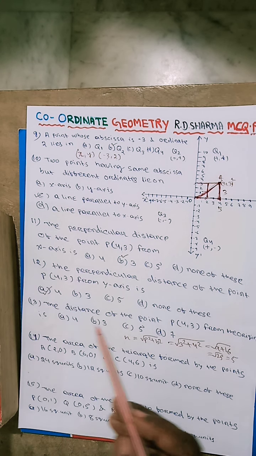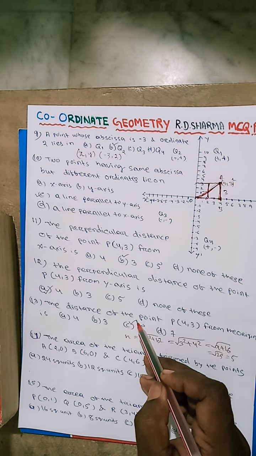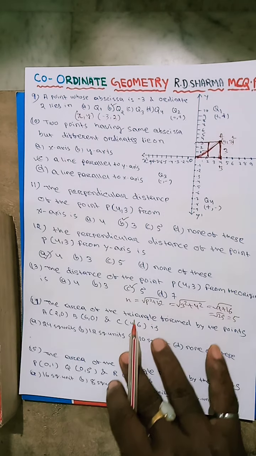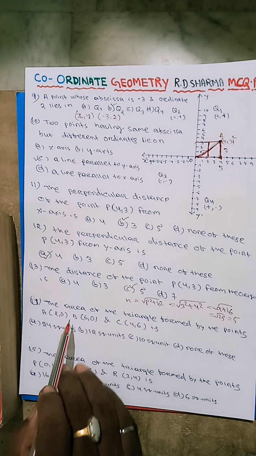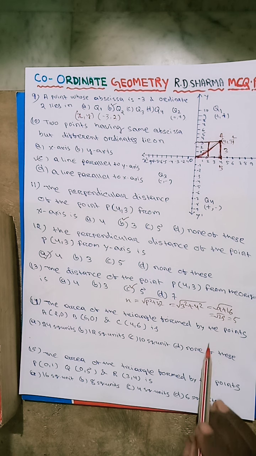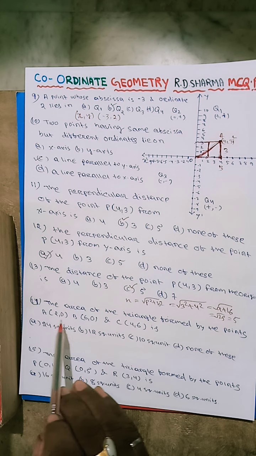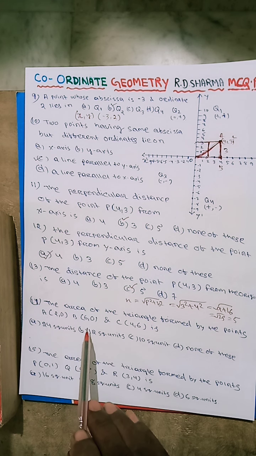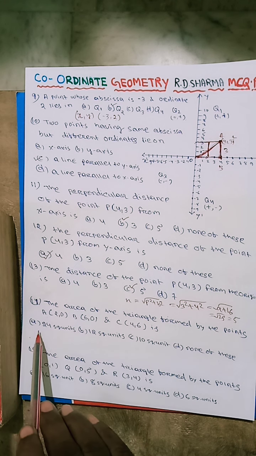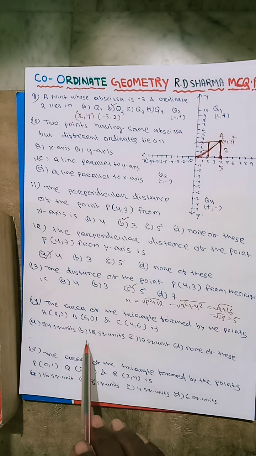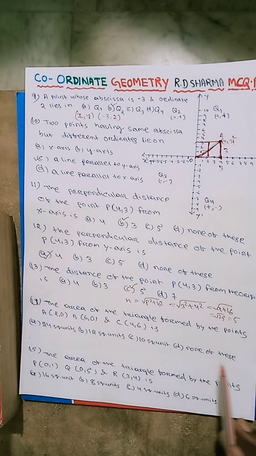So the distance of the point from the origin is 5, option C is right. Next, number 14. Very important question. The area of the triangle formed by the points A (2, 0), B (6, 0) and C (4, 6) is: option A 24 square unit, option B 12 square unit, option C 10 square unit, and option D none of these.